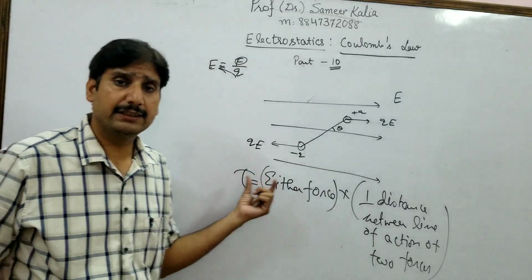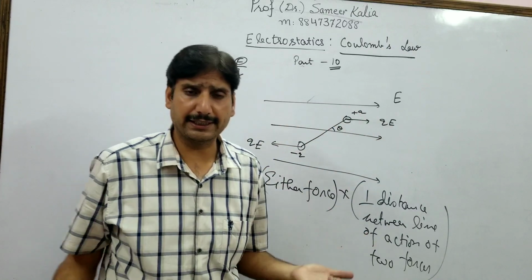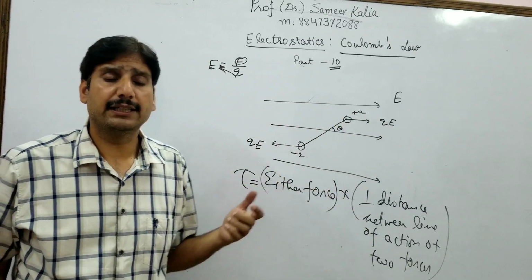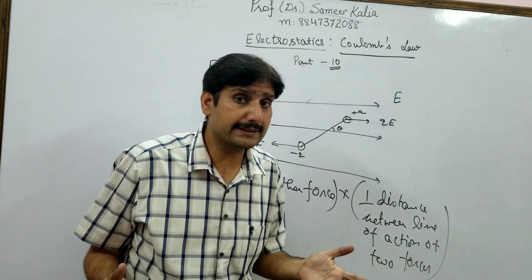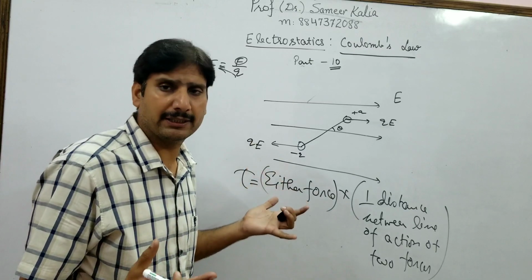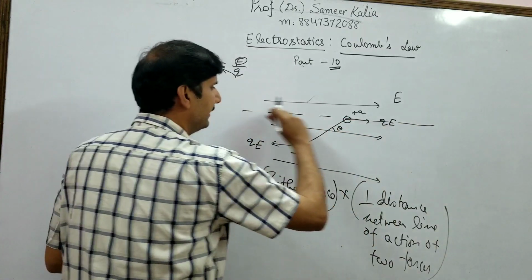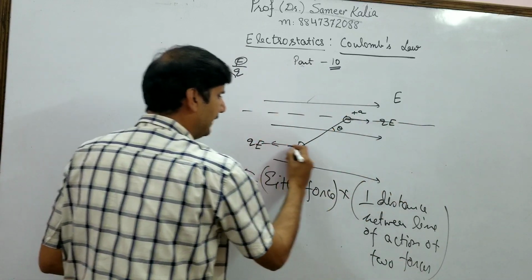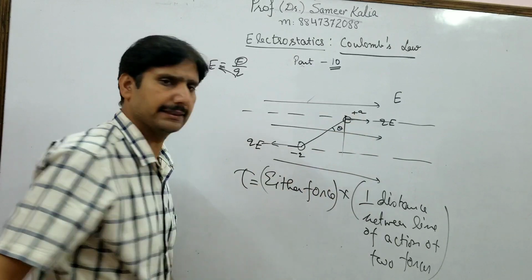Torque is given as the product of either force, because both of them are equal, so I can take either force, and the perpendicular distance between the lines of action of the two forces. So what is that perpendicular distance? It's very easy. Just extend these lines. This is the line of action of one force. Extend this line. This is the line of action of the other force. So the perpendicular distance is this much.